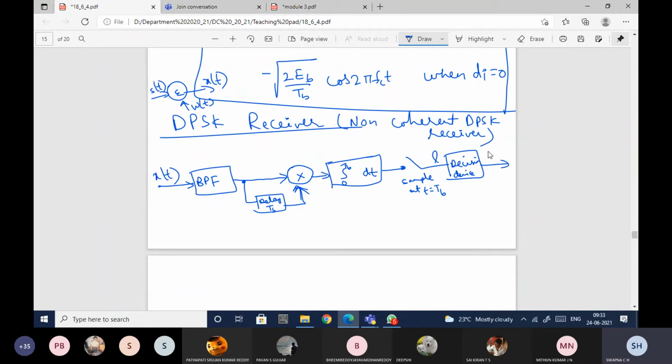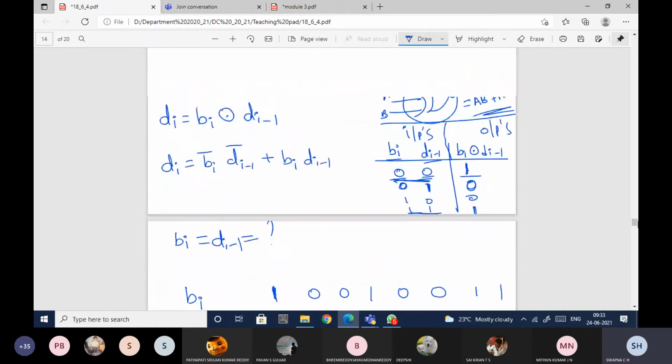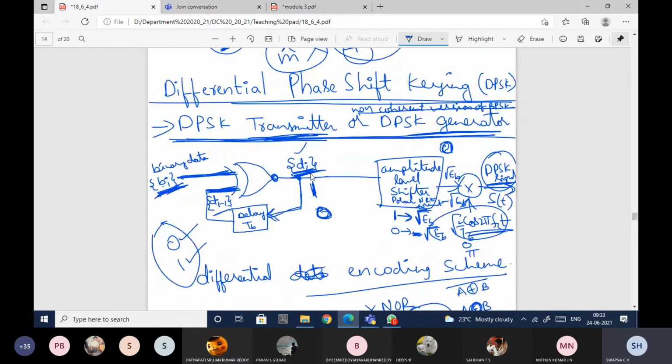If L is greater than 0, 1 will be chosen. If L is less than 0, 0 will be chosen. So here, if you observe, it is delayed. Delayed in the sense that here I'm transmitting d_i. The d_i bit is transmitted.